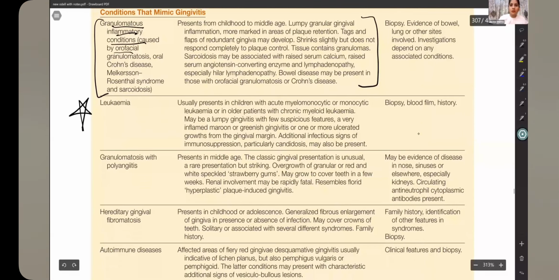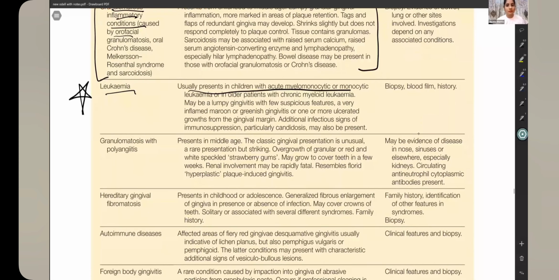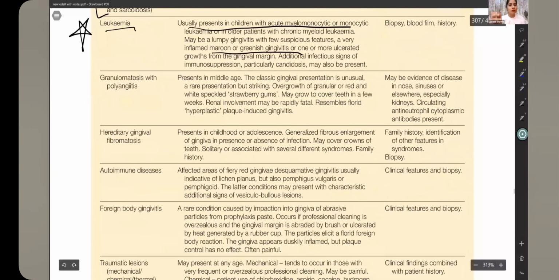Leukemia is extremely important, so I'm making a star, which is asked in the exam, so you can at least read that column. Leukemia usually presents in children with acute myelomonocytic or monocytic leukemia, or in older patients with CML, and they can give you lumpy gingivitis, with a few suspicious features like inflamed maroonish or greenish gingivitis, or one or more ulcerated growths from the gingival margin. Additional infectious signs of immune suppression, especially candidiasis, may also be present. And a biopsy, blood film, and history would confirm the diagnosis.